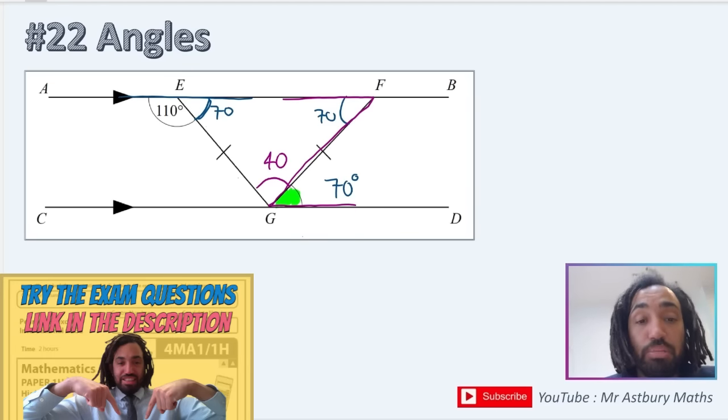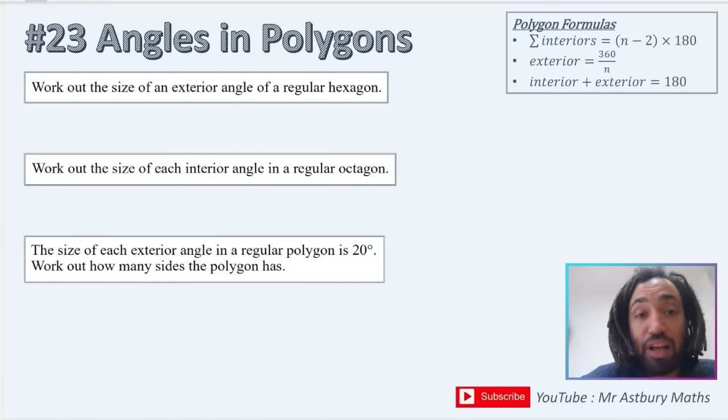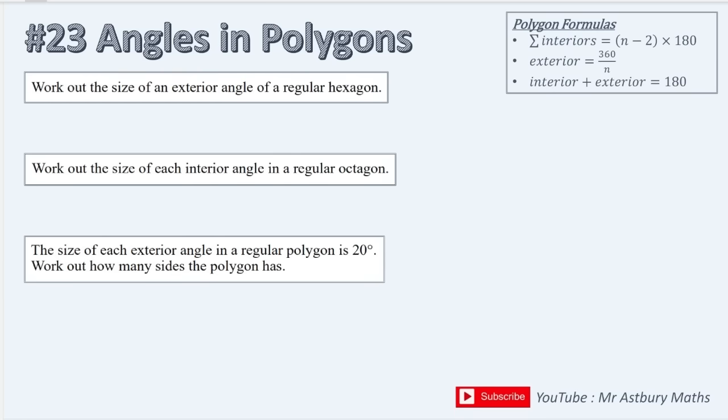Let's move on to the next topic. Here we have angles in polygons, and I've written the key important formulas which you have to memorize in the top right there. And let's get on to the question. Work out the size of an exterior angle in a regular hexagon.